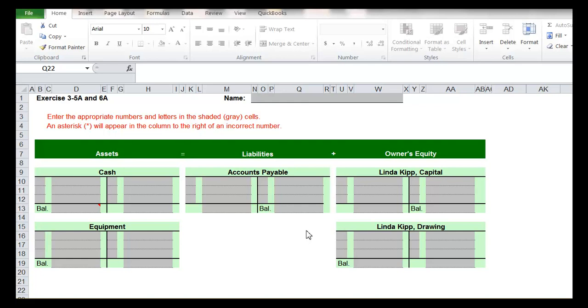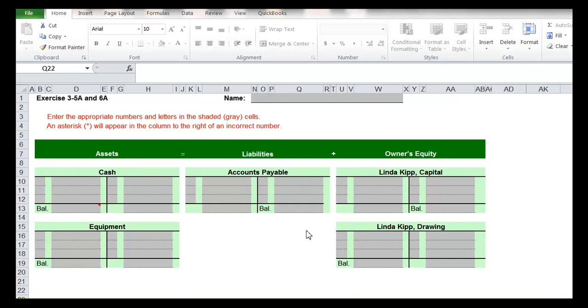Fundamentals of Accounting, Chapter 3, we're going to take a look at examples 5A and 6A from your textbook. In 5A, we have Linda Kipp, and she started a business on May 1st, and we're going to analyze all the transactions for the first month of business and correctly put those into the T accounts. And then 6A just tells us we're going to foot and balance the T accounts, so we're going to do all of that together.